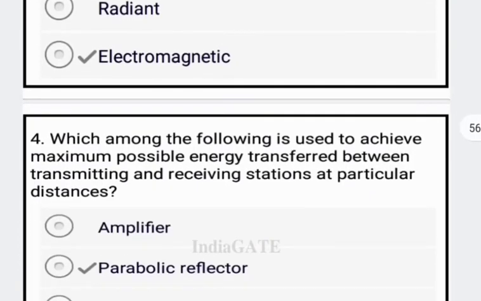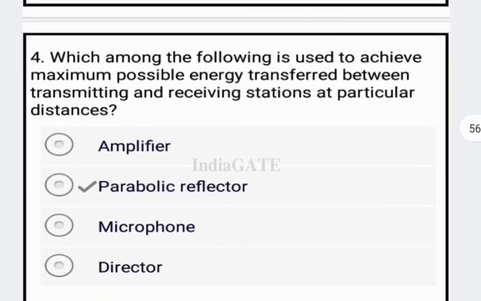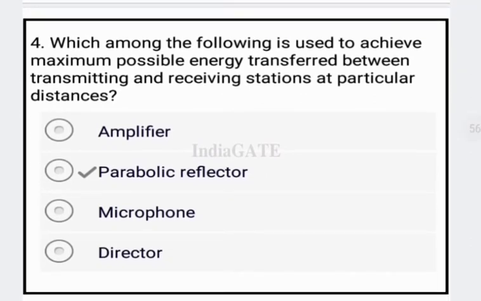Next question. Which among the following is used to achieve the maximum possible energy transfer between the transmitting and receiving station at particular distances? That is called your parabolic reflector. Option B is your correct answer. Next question.